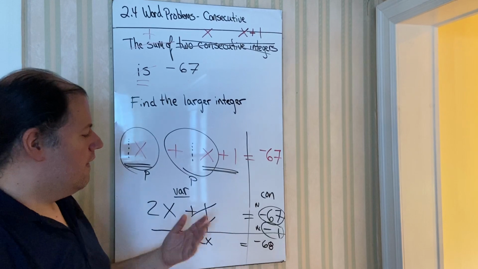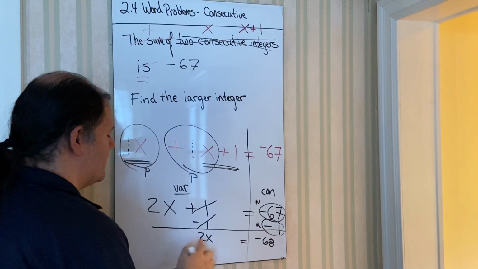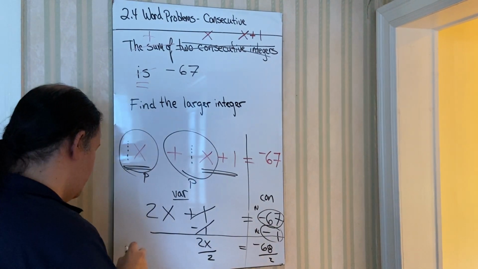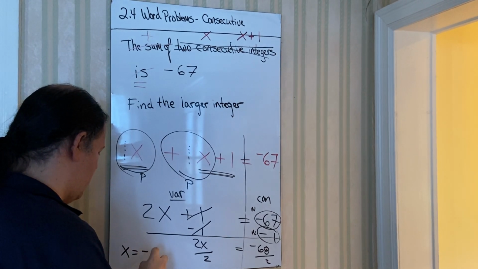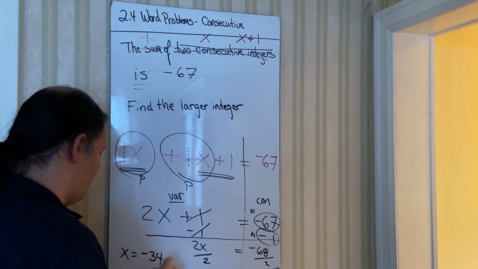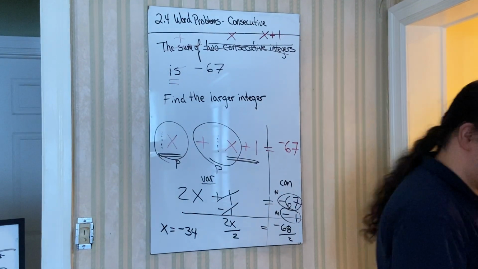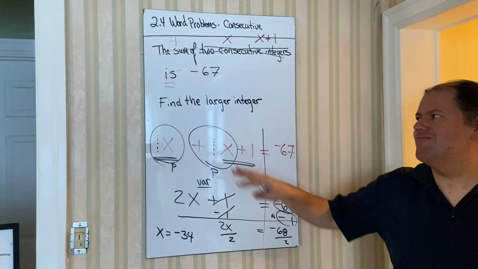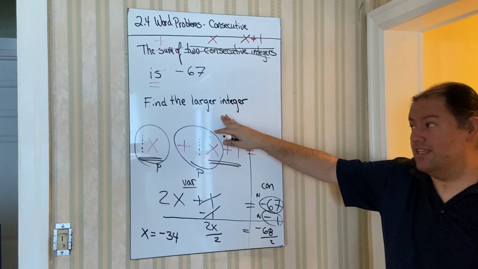Right. Finally, get rid of the coefficient. So the coefficient is +2, so I'm going to divide both sides by +2. So I get x equals -34. Now, we're not done. Even though I solved for x, this is what I mean by pay attention to what the directions say.